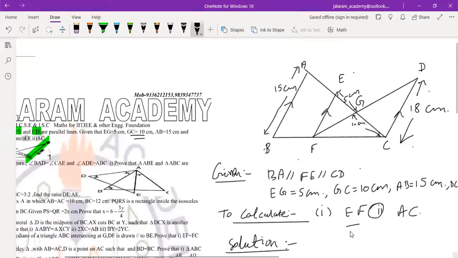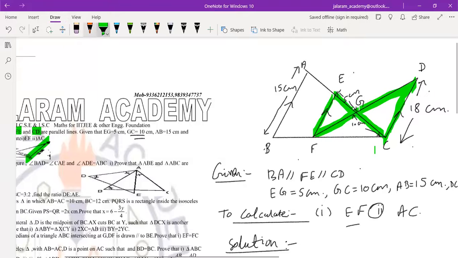Now where is EF? Look at this. This is EF. And we know the value of EG is 5. We know the value of GC is 10. We know the value of CD is 18. So if you look at this, you can find that this triangle EFG can be similar to this triangle FGC.